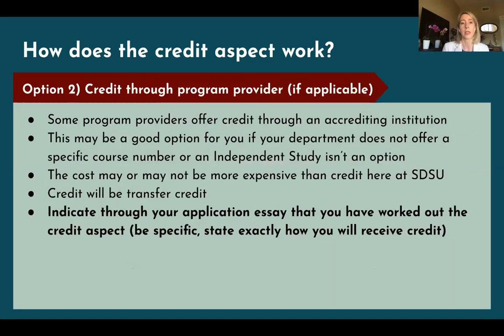Another option is to receive credit through a program provider. You see that it says if applicable, because you might not work with a program provider. I'll explain what a program provider is in the next few slides, because that's usually not clear to students. But some program providers will offer credit through an accrediting institution that they work with. Let's just make up an institution. Maybe there's an institution in Pennsylvania that the program provider, which is a company, works with. So you would actually receive credit from that institution.